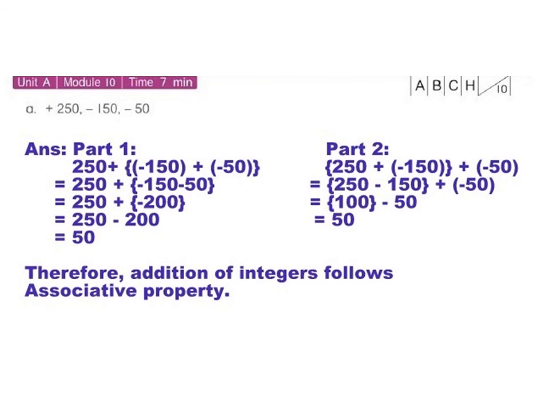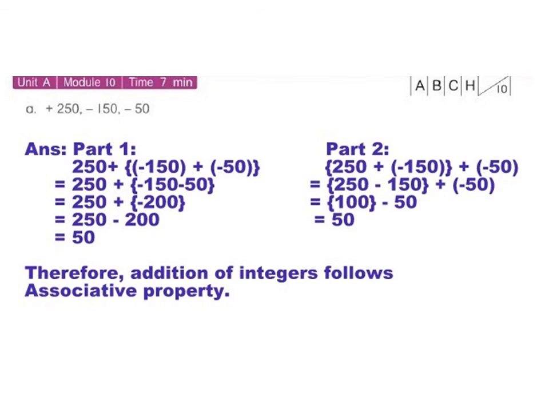In the second part, what we will do, we will add 250 and minus 150 first, then we will add the answer to minus 50. So the first two integers, 250 plus minus 150, will give us 250 minus 150, which is equal to 100. Now 100 plus minus 50 will give us 100 minus 50, which is equal to 50. So in both parts, irrespective of the order of addition, the answer is same. So the concluding sentence will be, therefore, addition of integers follow associative property.